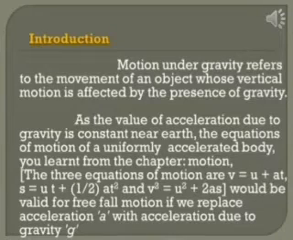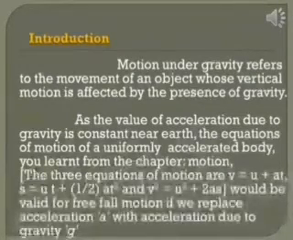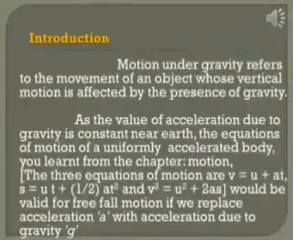If we replace acceleration a by acceleration due to gravity g, we have the three equations of motion of a uniformly accelerated body, which are: the first one, v = u + at; second one, s = ut + 1/2 at²; and third one, v² = u² + 2as.